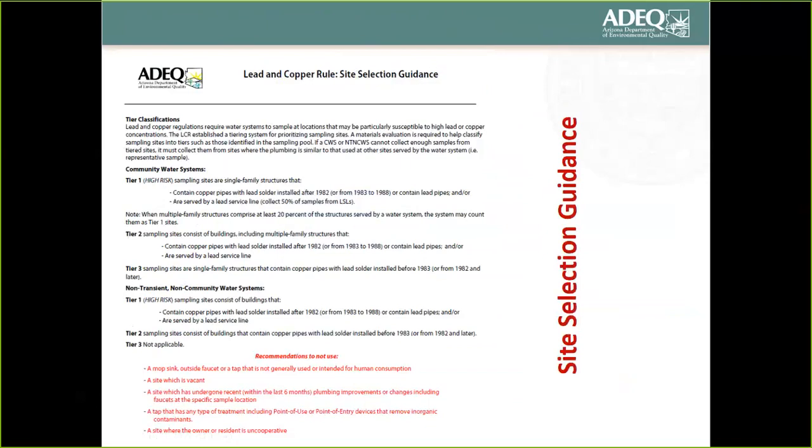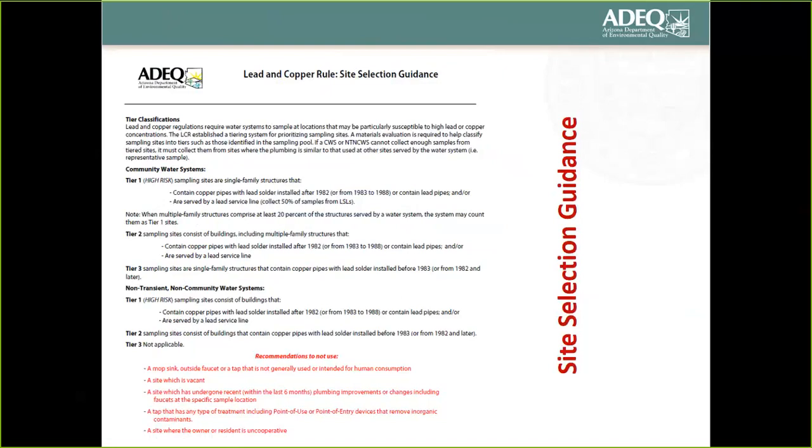If you don't have enough Tier 1 sites to meet your sampling requirements, then you can look for a Tier 2 site. If you don't have a Tier 2 site, then you can look for a Tier 3 site. And if you have an insufficient number of available tiered sampling sites, then you can use representative sites throughout your distribution system.